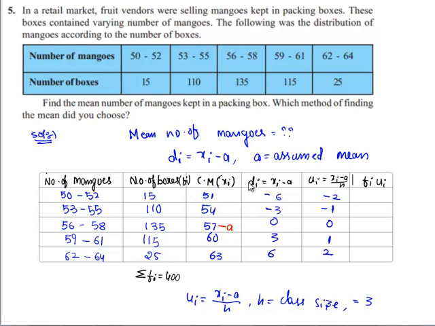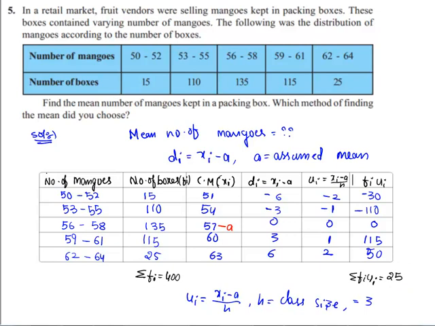As we have reduced xi into ui, we shall find the product of fi and ui. It is fi into ui. Here 15 into minus 2 is minus 30. 110 into minus 1 is minus 110. Then 0, 115, and 25 into 2 is 50. And if we see the sum of fi ui, we get 25.